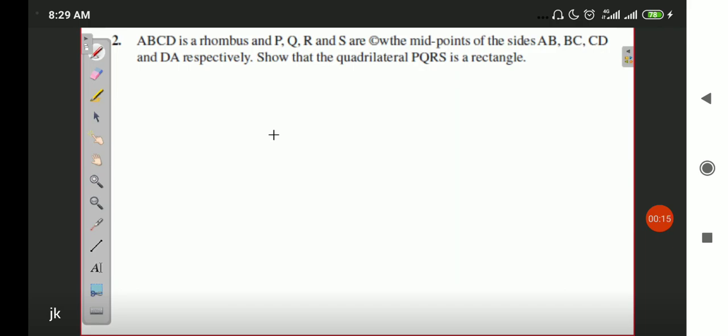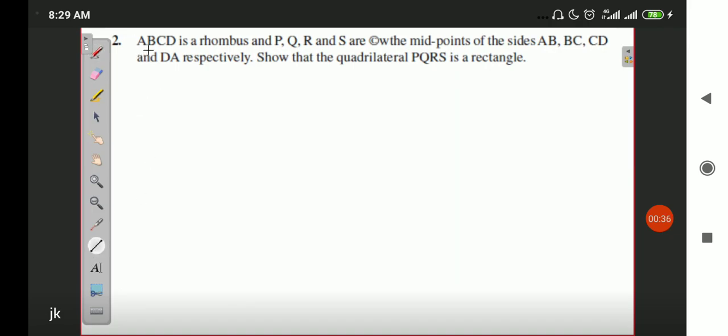Today there will be no live class of mathematics, there will be only video. We will start with question number 2. We have already done question number 1 in live class as well as in the previous video. Although I have explained question number 2 in the live class, I will explain it here once again.